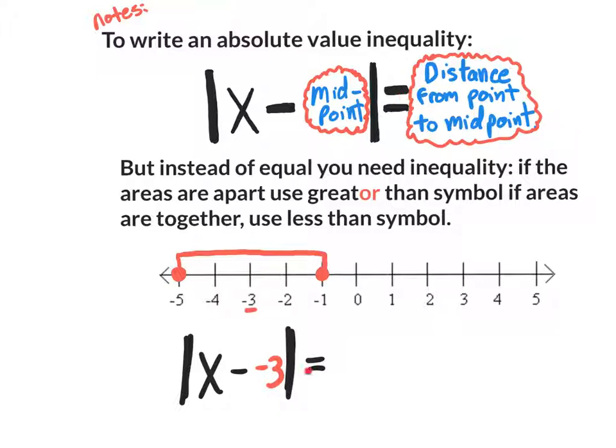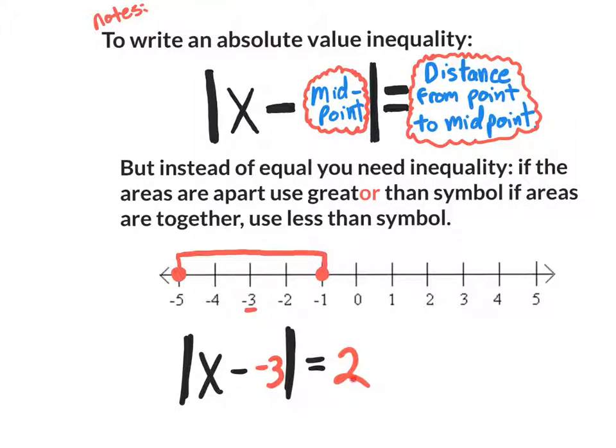And then equals the distance from the point to the midpoint. So how far is it from the point to the midpoint? And if you're like, which point? It doesn't matter which one. How far is it from here to here? 2 units. How far is it from here to here? 2 units. Distance is always positive. So we have a 2 right here.